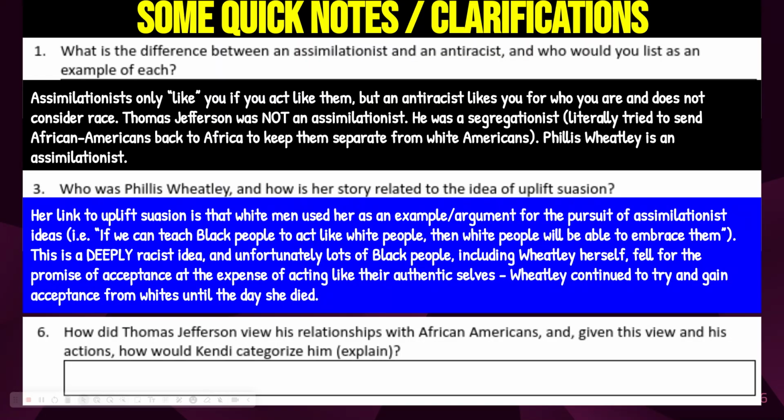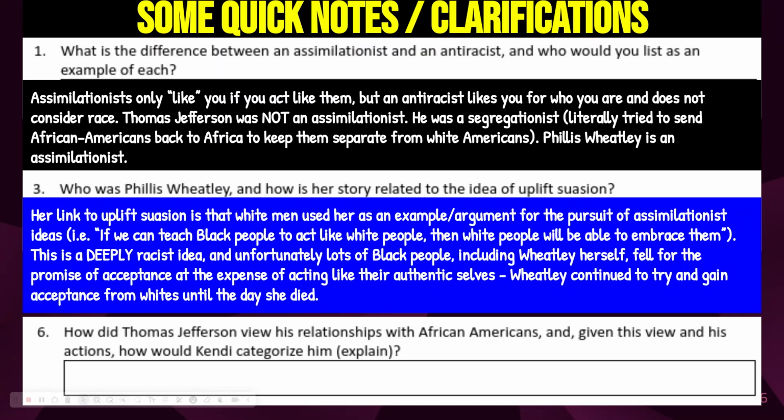Wheatley, unfortunately, continued to try and gain acceptance from white people until the day she died. Again, that mindset that there was somehow something wrong with her and somehow white people were the gold standard to live up to, that's assimilationist, right? And uplift suasion was that idea that if you just acted white enough, then white people would accept you. Again, a deeply racist idea.